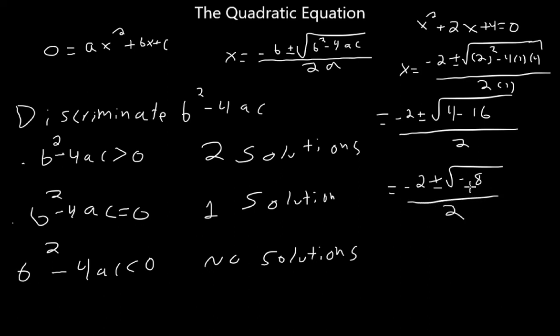which is equal to negative 2 plus or minus the square root of negative 8 over 2. And here we have reached a problem because we're taking the square root of a negative number, and at this point I can stop and say there are no solutions because I cannot take this square root. The square root of negative 8 can be solved.